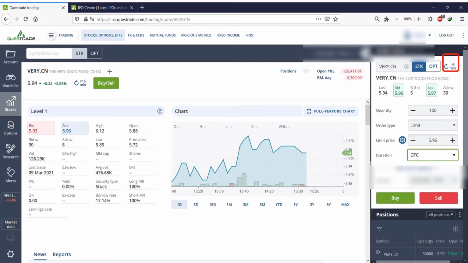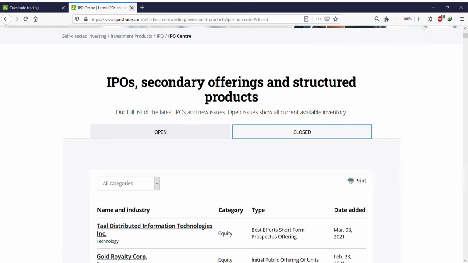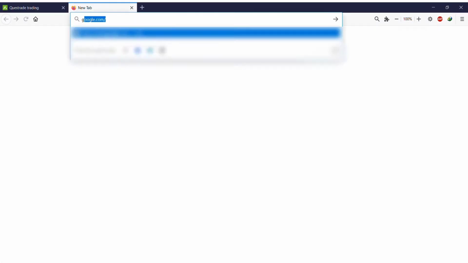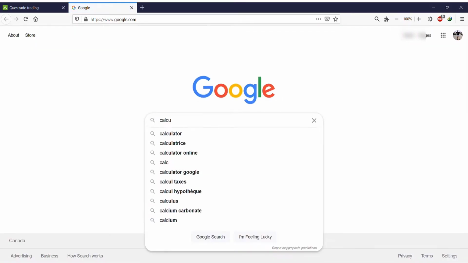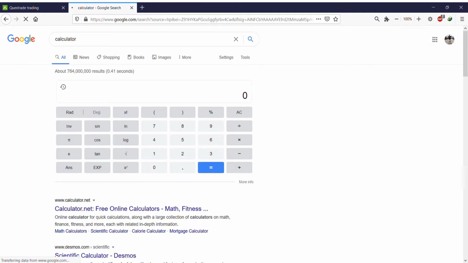The first thing you want to do is to click on refresh. Always, you see the price changes. That's why you need to always click on refresh, even after you do all of your calculations. So let's go to another tab. Go to Google and calculator. Okay, let me just open multiple calculators just in case. Okay, that's enough.